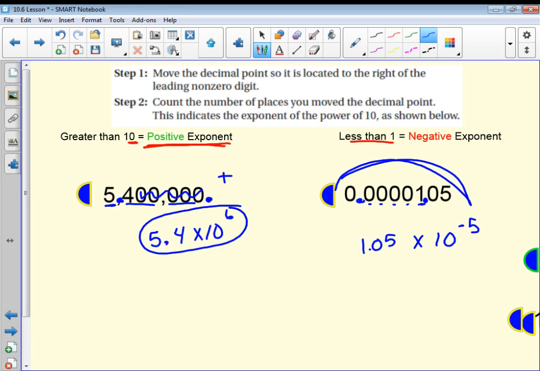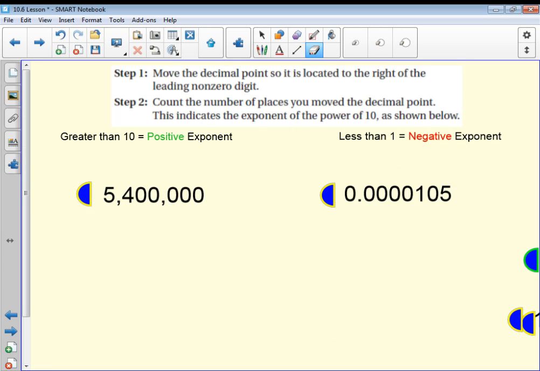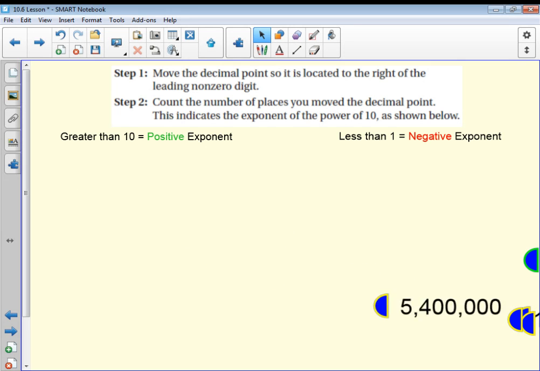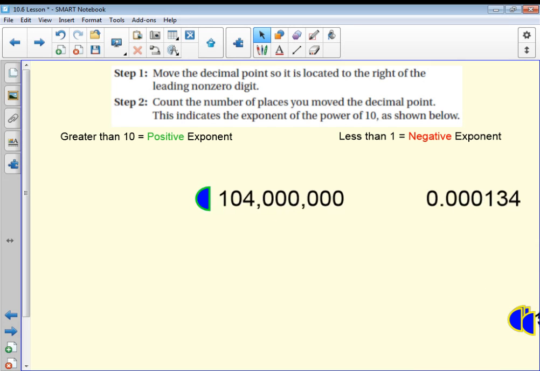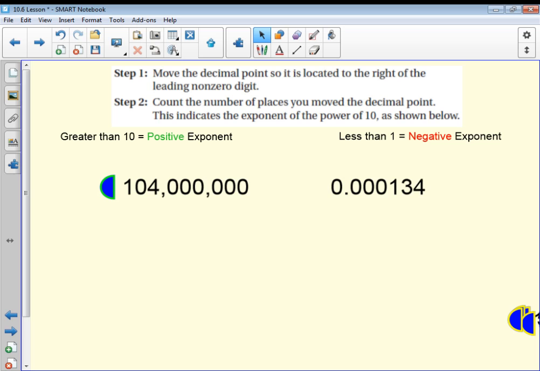Okay, so I'm going to slide a couple out. I want you guys to pause your video and try it out. Key thing to remember, greater than 10, that's a positive bank account. Less than 1, that's a negative. Okay? So go ahead, pause your video and try these two out, then start it back up to check yourself.